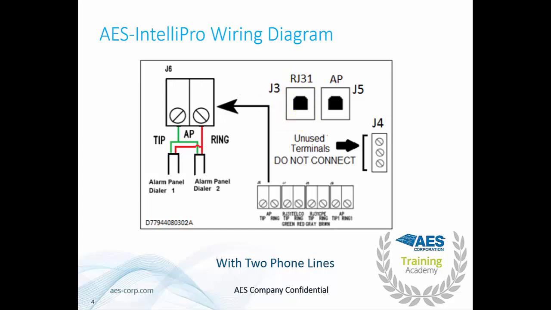The RJ31X jack, or J3, is for a POTS line that's connected directly to the telephone company and will provide an alternate path for the IntelliPro to communicate with your central station.